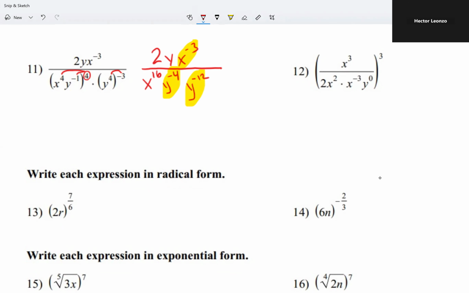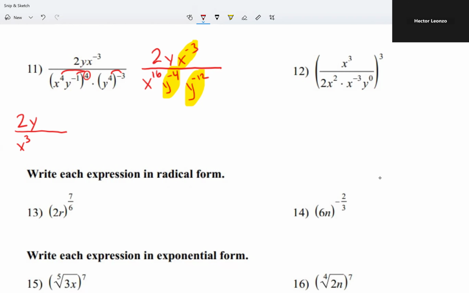So I have a fraction. Just looking at the top of my fraction, my 2 and my y are positive exponents, so I'm going to leave them right where they are. The x to the negative 3 becomes x to the positive 3 at the bottom. Once again, any negative exponent becomes positive on the other side. If it's negative on the top, bring it to the bottom and make it positive. If it's negative at the bottom, bring it to the top and make it positive.